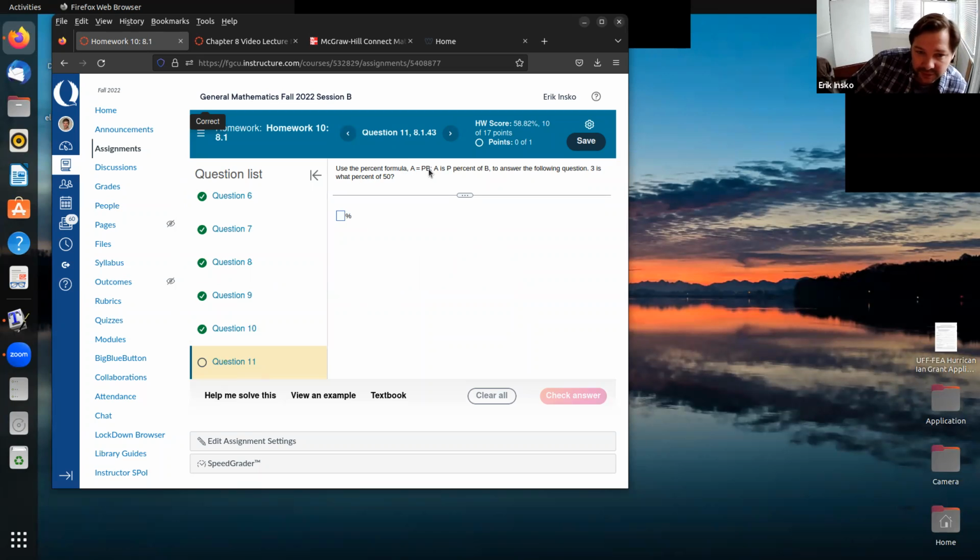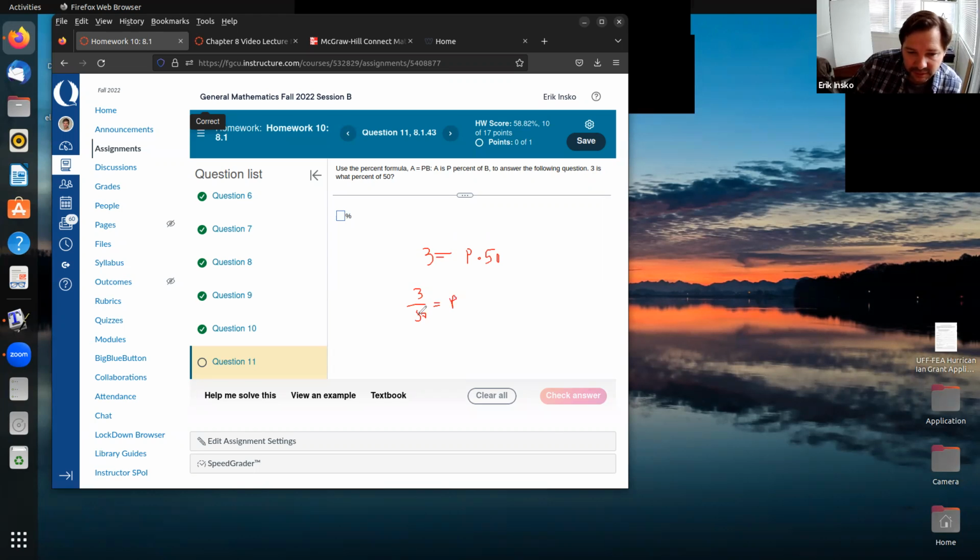Okay, use the percent formula A equals P times B, A is P percent of B, to answer the following question. 3 is what percent of 50? So all of this is the same thing we just did. So here we're looking for the percent of 50. So what do we do here? We take 3 over 50 as our P. If I want to put that into a percentage, I should multiply by 2 over 2. So that's 6 over 100. So 6%, I think, is P.